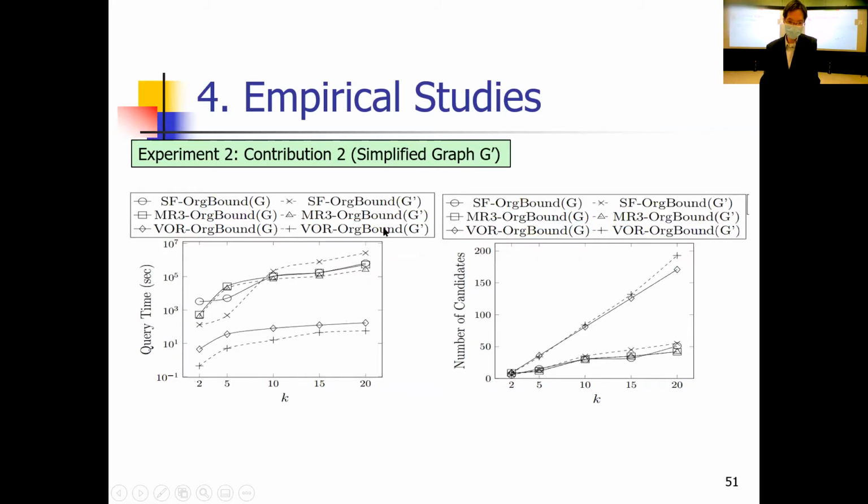Now go to experiment 2. Similarly, we want to study contribution 2. We also vary K and measure the query time, same notation. We have the dotted line, which corresponds to the original bound on the smaller graph. We can see that here the dotted line is mostly also at the bottom, which means faster than the original method without using the simplified graph.